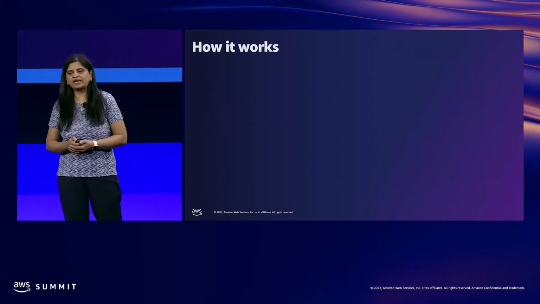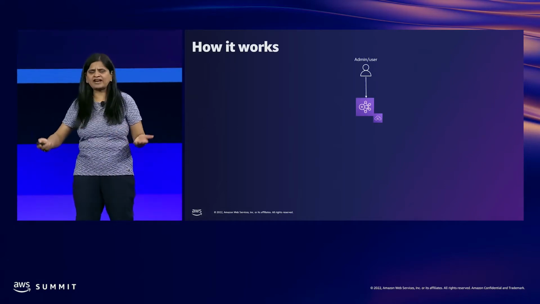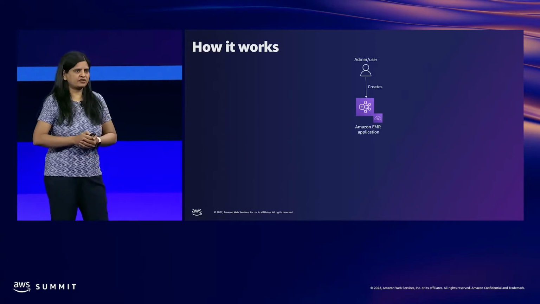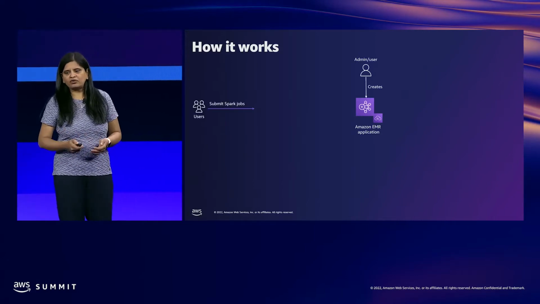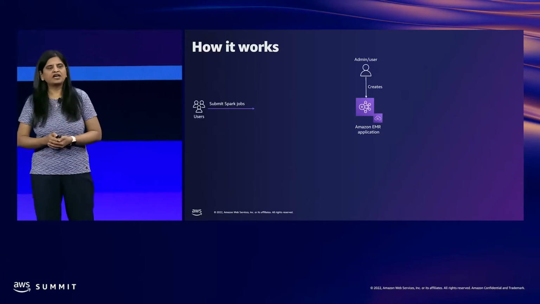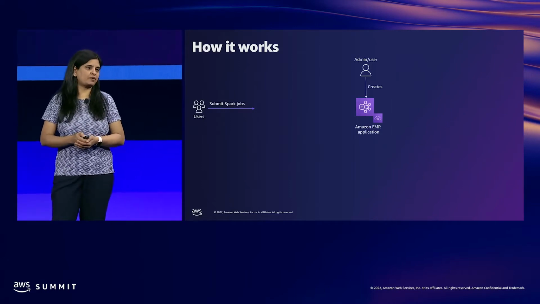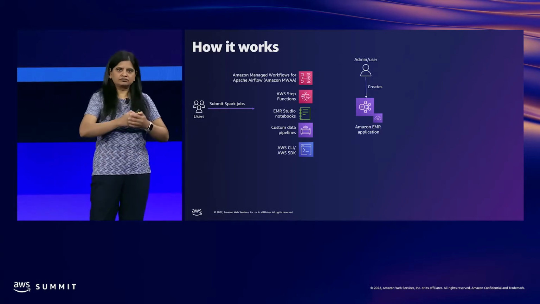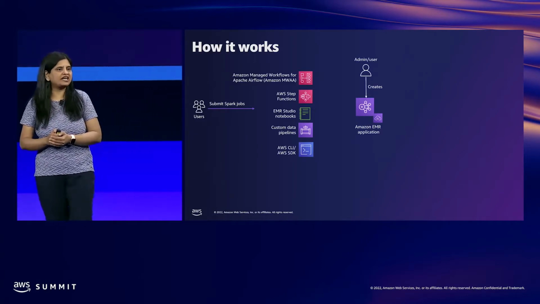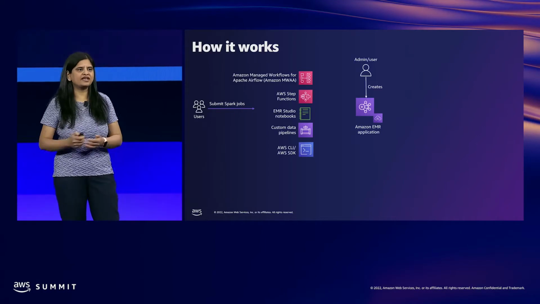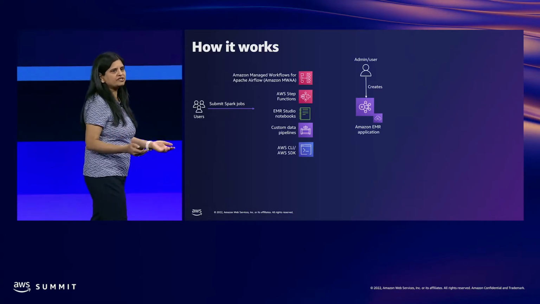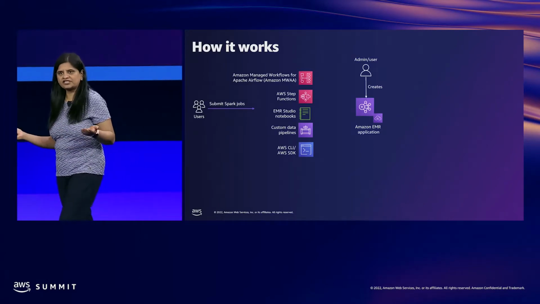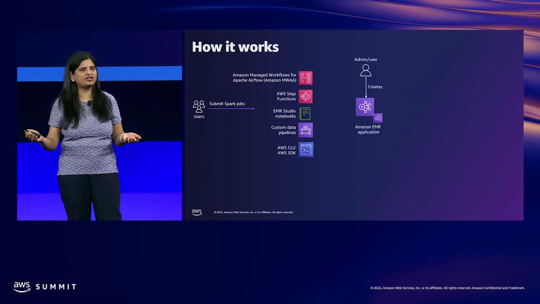Let's take a quick look at how it works. So you have an admin or a user who creates an entity called Amazon EMR Serverless application. And once you have this entity created, your users can start submitting their Spark or Hive jobs. Now, this submission can happen with any of the tools that you are currently using. It could happen using Apache Airflow. It could happen using the managed version of Apache Airflow on AWS.